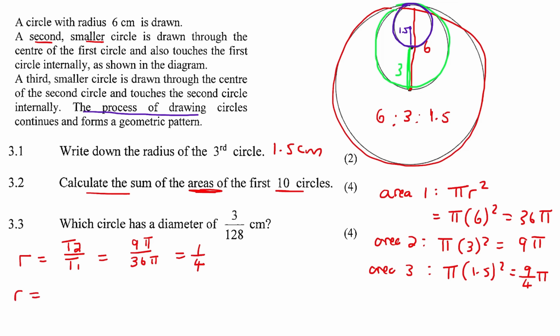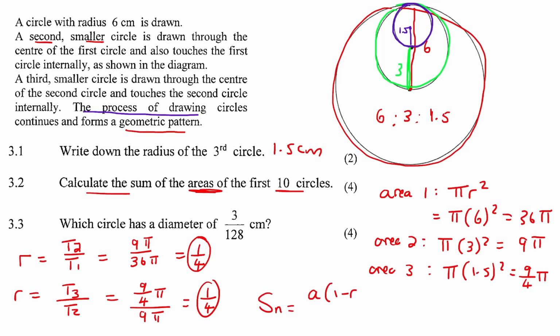If you wanted to, you could have even taken term 3 divided by term 2. That would give you 9 over 4 divided by 9 pi, and that would end up giving you a quarter as well, because obviously the ratio has to remain constant. So now we have our ratio because it's a geometric pattern. To work out the sum of a geometric pattern, we use this formula here. You can also use the other one where you have r minus 1 instead of 1 minus r.